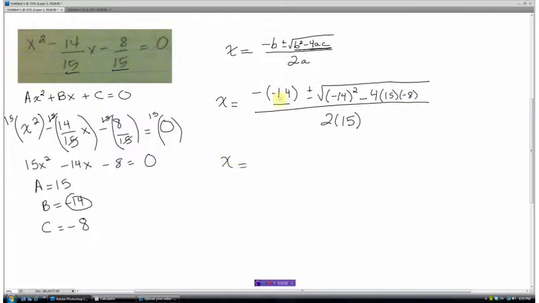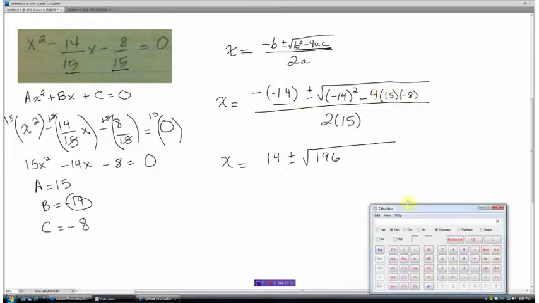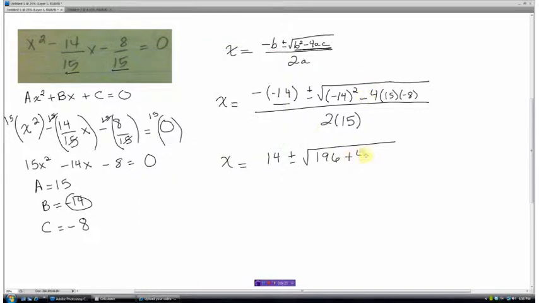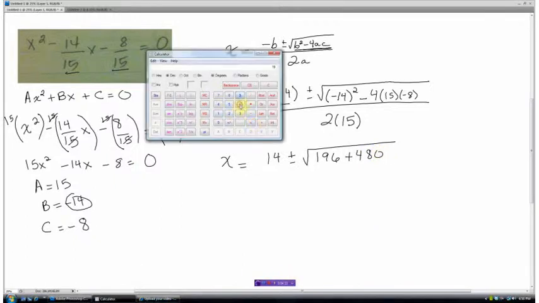So x equals negative and a negative cancel, again gives you a positive 14 plus or minus the square root. Again, whenever you're squaring a negative, you are going to have to change it to a positive. Negative 14 squared becomes 196. Now, here comes the lovely math that comes from this kind of a problem. 4 times 15 times 8. It gives us 480. Two negatives do become a positive 480. Just like before, I'm going to go right back to my calculator and add them together. And again, if you don't have a calculator, do it on the side.